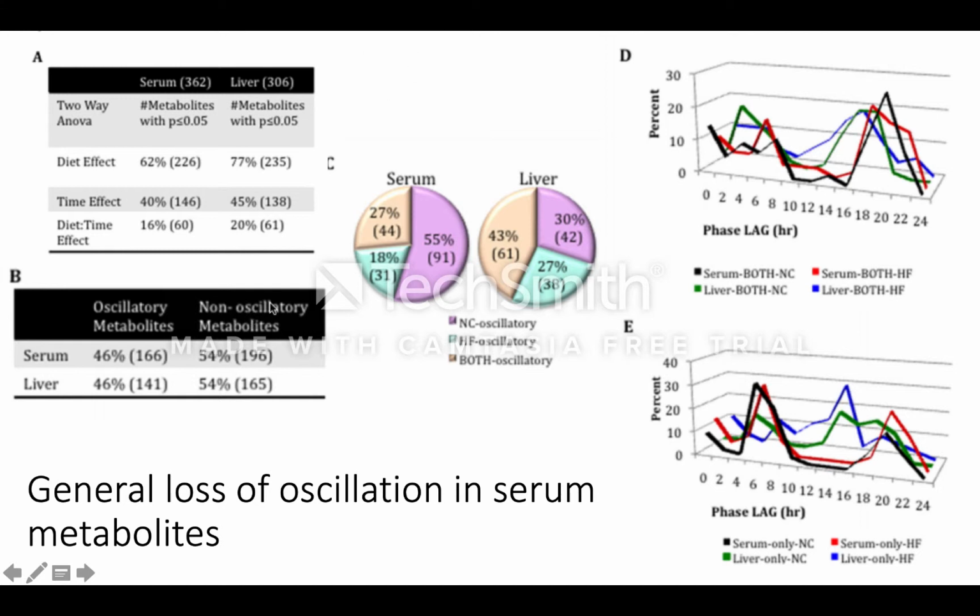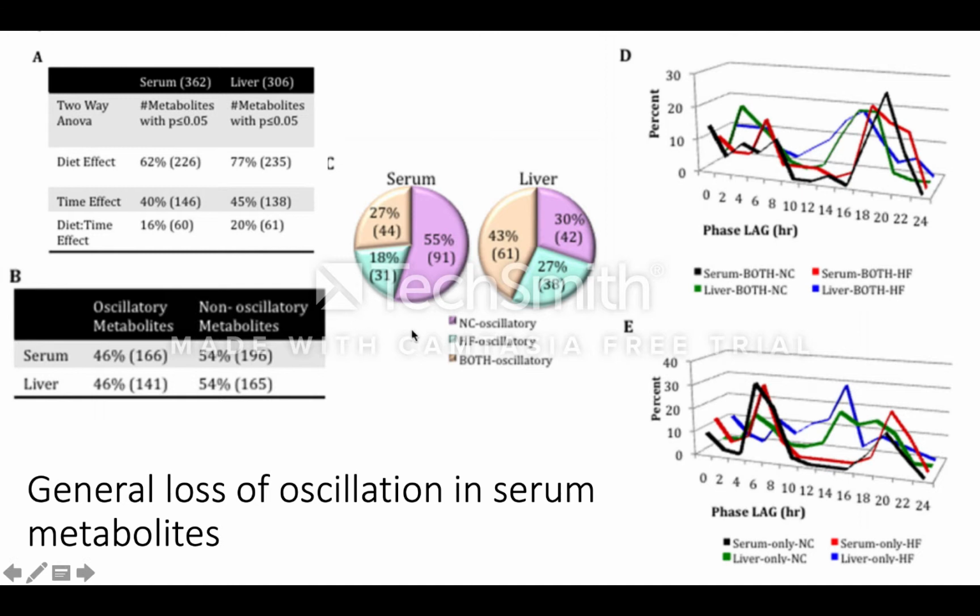In both tissues, 62% of the metabolites in the serum and 77% of the metabolites in the liver were affected by the high fat density diet. The oscillation of metabolites in the serum and liver were kept steady, however, with a change in diet, as you can see in Figure B. 46% of the metabolites in both oscillated with either normal condition or with the high fat density diet.